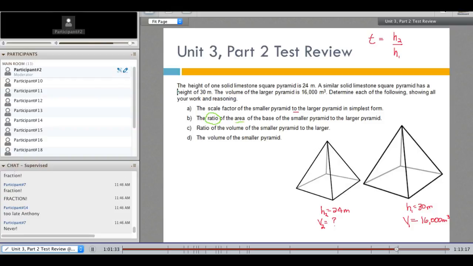It wants the area of the base of the smaller pyramid to the larger pyramid. So we want the area of the smaller over the area of the larger, and that's going to be our ratio. That's going to be our answer.